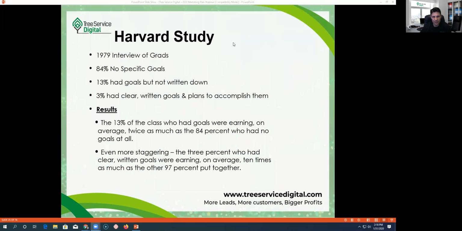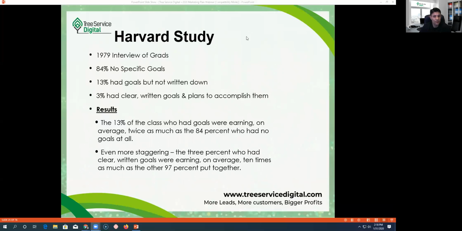So a Harvard study showed in 1979, they interviewed some graduate students. 84% of the students had no specific goals at all, and 13% had goals, but they didn't write them down. So they wanted certain things, but didn't have it written down. And then only 3% had clear written goals and plans to accomplish those goals. The results were that the 13% of the class who had goals, even if they didn't write them down, were earning on average twice as much as the 84% who had no goals at all.